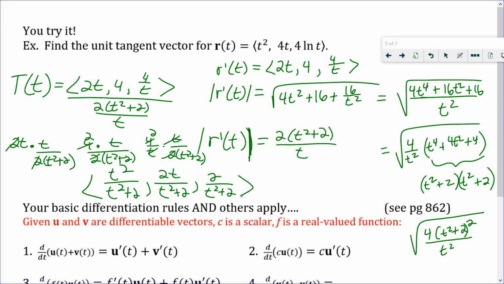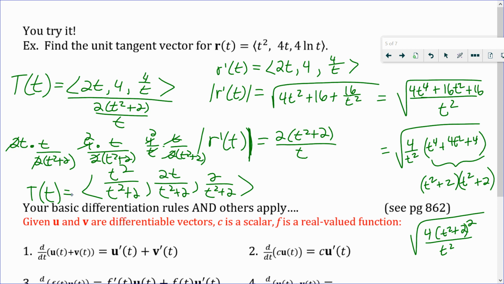So that would be what the back of the book is going to say your unit tangent vector is, because they like to clean it up. Okay? So if I wanted you to clean it up, I guess I would tell you to clean it up, but that's a little algebra you can do there. Okay. All right. So I'm going to skip over these little rules right here.